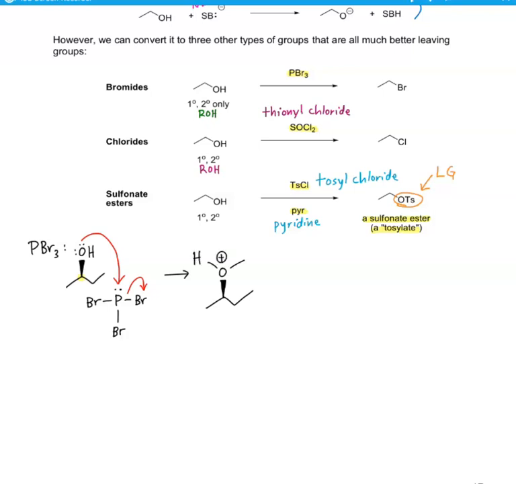So now what you have is the oxygen attached to the phosphorus, which still has two bromines on it. And you have a bromide ion. This is the same bromide ion that got booted out in that first step. Well, now it's going to come back and it's going to attack here and kick out this entire group. So what you have in this yellow circle is a ginormous leaving group.